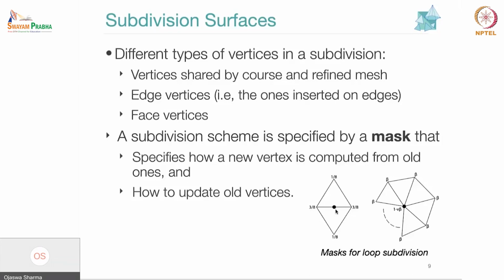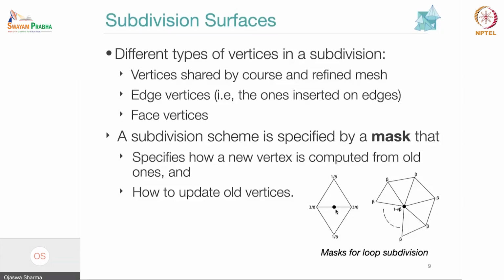So that's one mask. The other type of mask is how to update the old vertices. The old vertices of the mesh also need to be updated, because a subdivision will change the appearance of the mesh. There are two types of subdivision schemes, the ones that are approximating schemes and the ones that are interpolating schemes. The approximating schemes will change the overall surface. So not only are the new vertices created, the old ones are also modified. The interpolating schemes will not update the old vertices. So the second type of mask will not be present for the interpolating subdivision schemes.